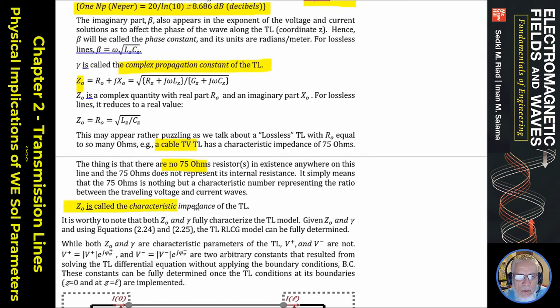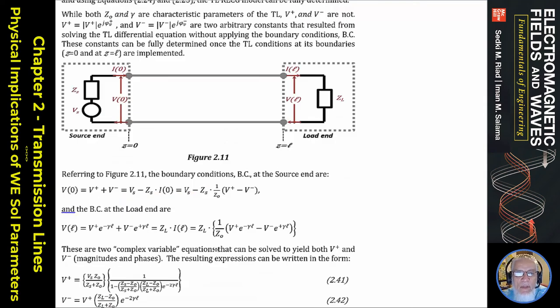Z naught is called the characteristic impedance of the transmission line, just like gamma was called the characteristic complex propagation constant of the transmission line. Now, let's talk about the V plus and V minus, these two arbitrary constants that we put there. That means we have to really talk this time about the source end and the load end and what they do to the terminals of the line.